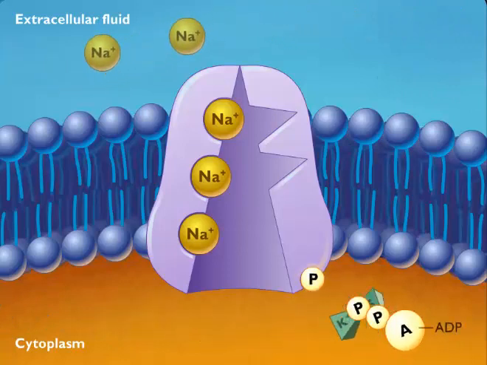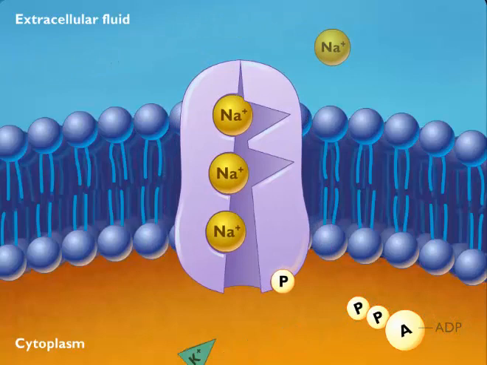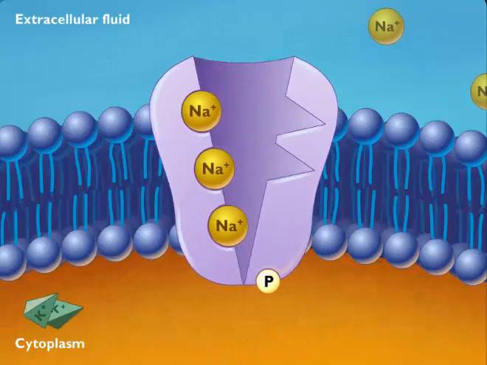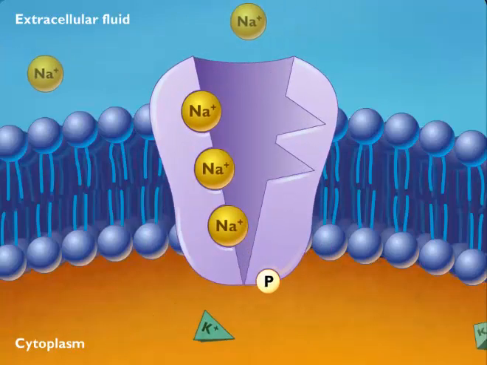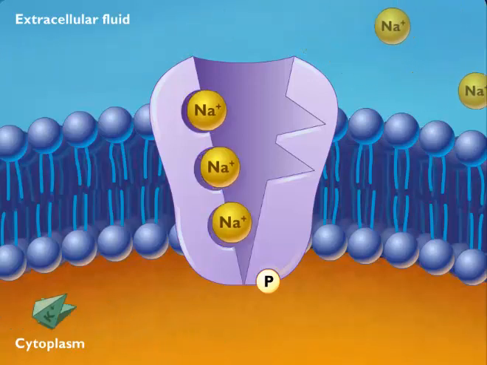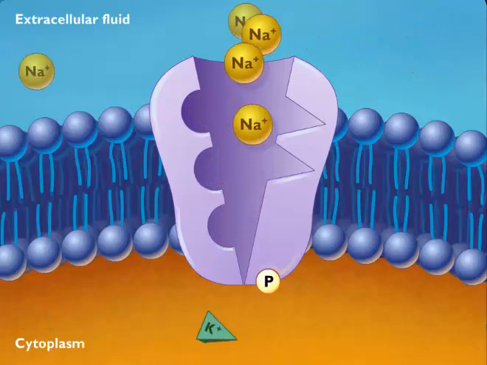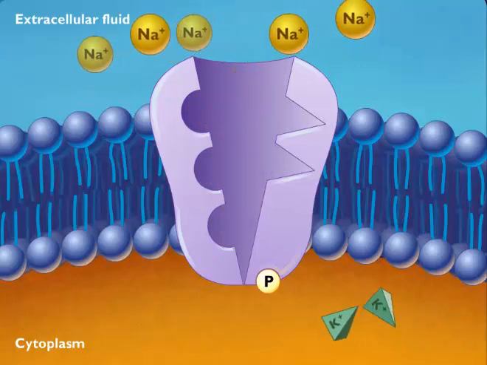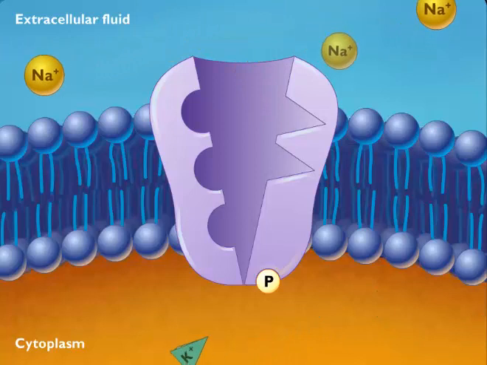The phosphorylation induces a second conformational change that translocates the 3 sodium ions across the membrane. In this new conformation, the protein has a low affinity for sodium ions, and the 3 bound sodium ions dissociate from the protein and diffuse into the extracellular fluid.